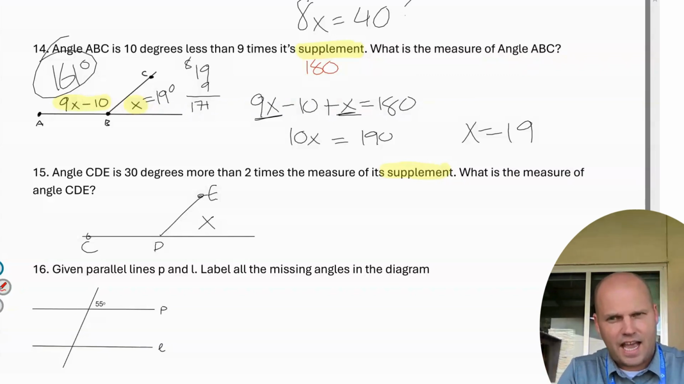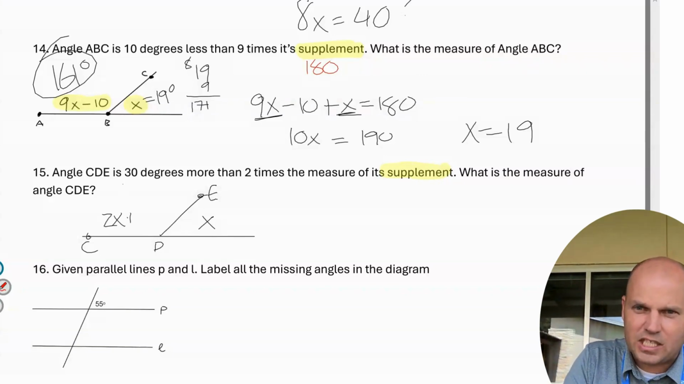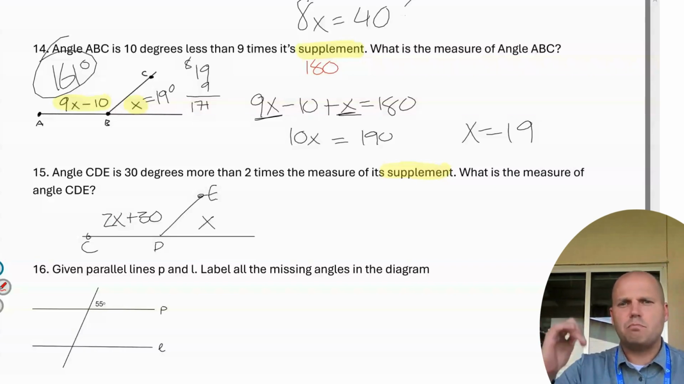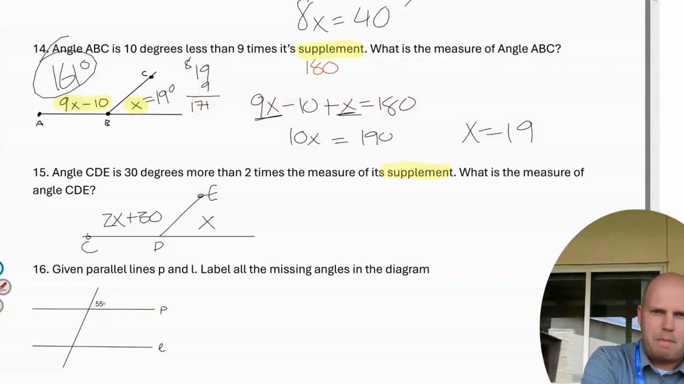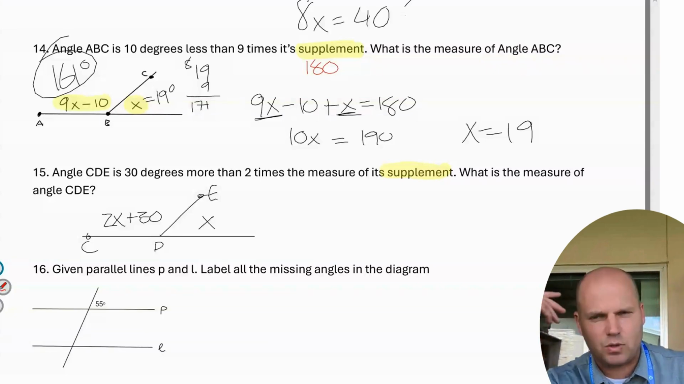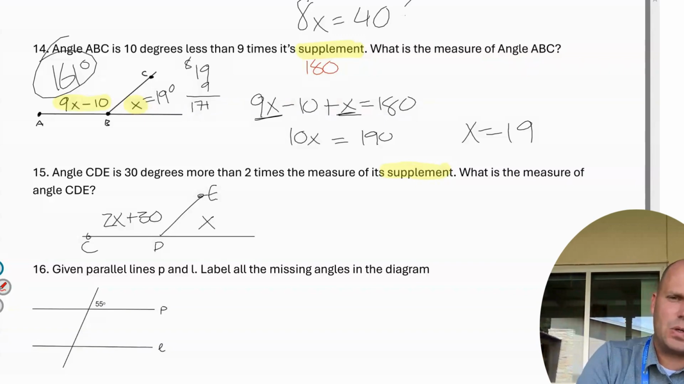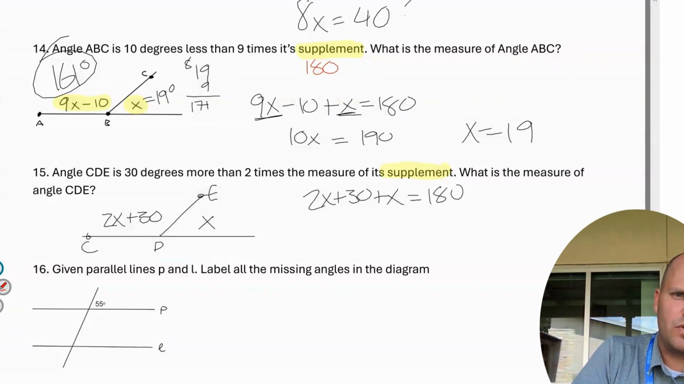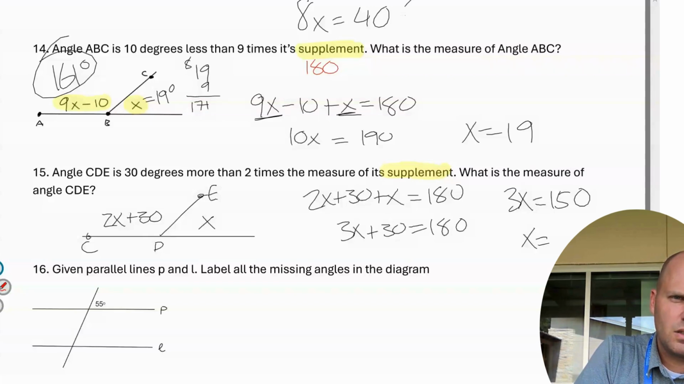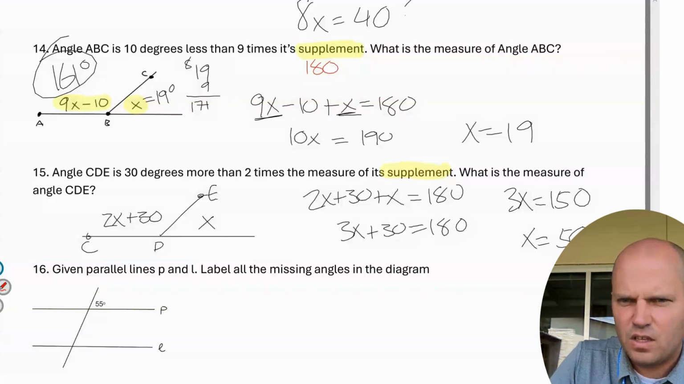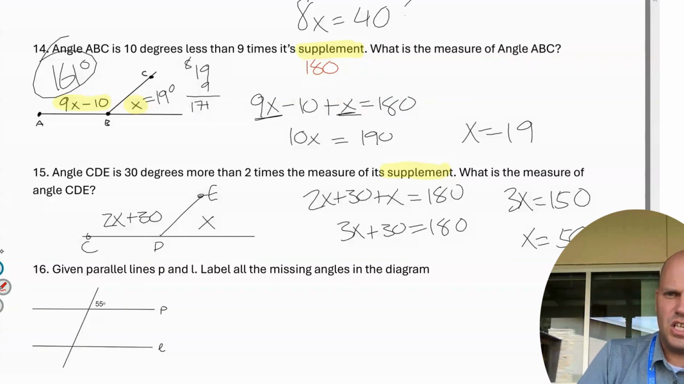I'm going to label one as X, and I'm going to label CDE as 2x plus 30. 30 degrees more than 2 times the measure of its supplement x. That's confusing. That's why we gave you 14 to help you out. 2x plus 30 plus x needs to equal 180. That's probably the most confusing question we've seen so far, but you better believe you're going to see it on your quiz come next class. We get x is 50. So CDE is 130.